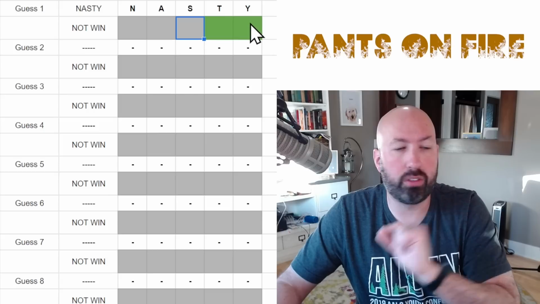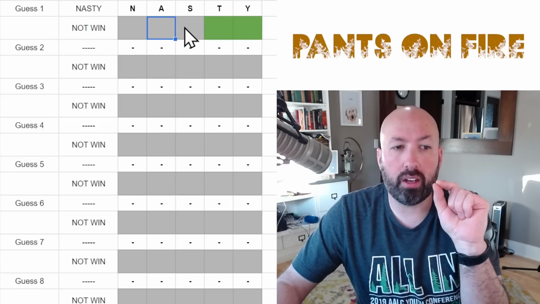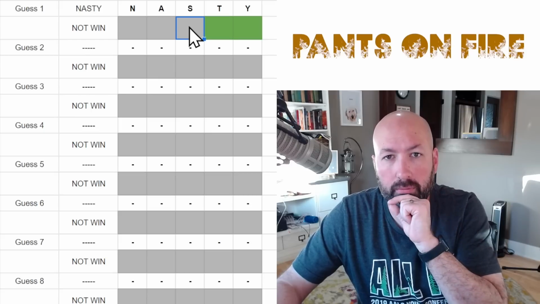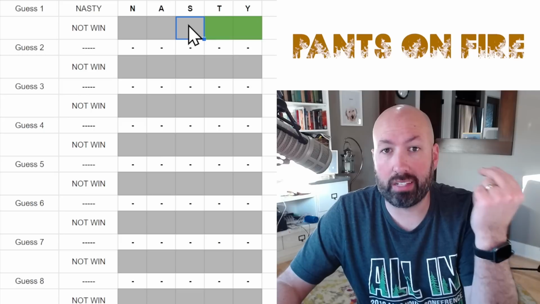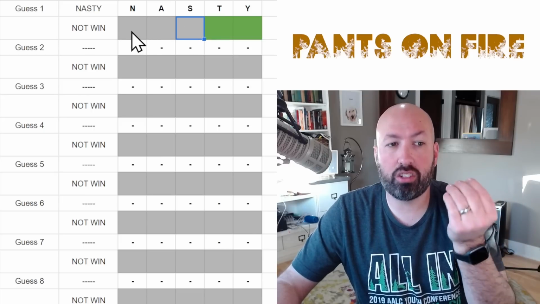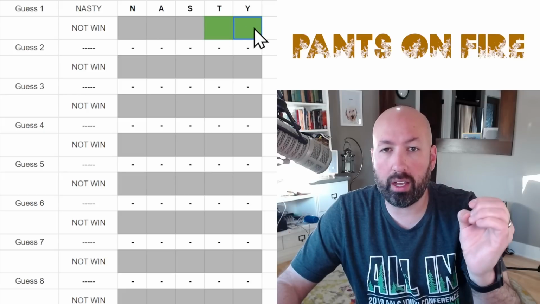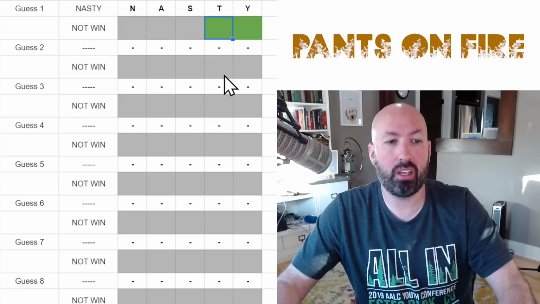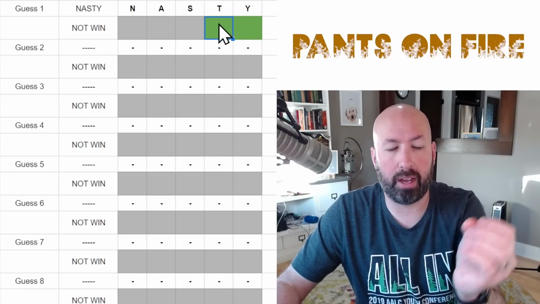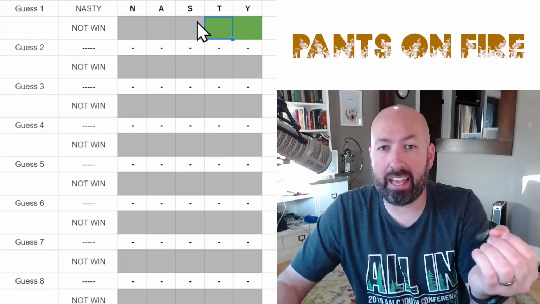only one of these clues is true, right? So only one of the grays can be true. So at least 2 of the 3 grays have to be lies. So at least 2 of these 3 letters are in the word. At least 2 of N, A, and S are in the word. Now, if the T or the Y is the true one, all 3 of the grays have to be in the word. So if the T was true, if we had a T in the 4th spot, that would mean there's an N, A, and S in the word.